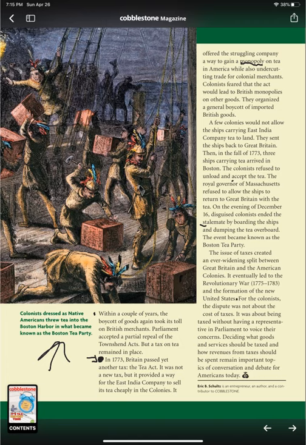For the colonists, the dispute was not about the cost of taxes. It was about being taxed without having representation in Parliament to voice their concerns. And this is going to become a big part of the new Constitution that we create in a few years. Deciding what goods and services should be taxed and how revenues, money from taxes, should be spent remain important topics of conversation and debate for even Americans today.